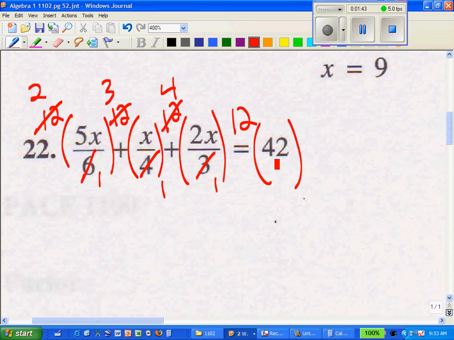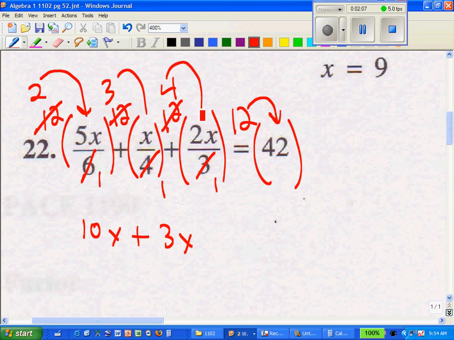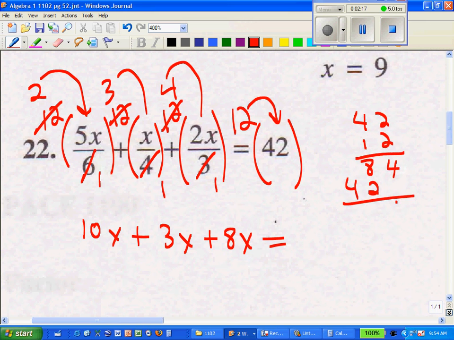And there's no denominator to cancel with, so this is just going to be 12 times 42. Okay. So now that I've canceled all the denominators, they're all 1, so that means there's really no denominator anymore. All we have are numerators. Now I'm going to multiply what I have left with the numerator. So 2 times 5x is 10x, plus 3 times x is 3x, plus 4 times 2x is 8x, and then whatever 12 times 42 is. Let's figure that out. 12 times 42 is 504.